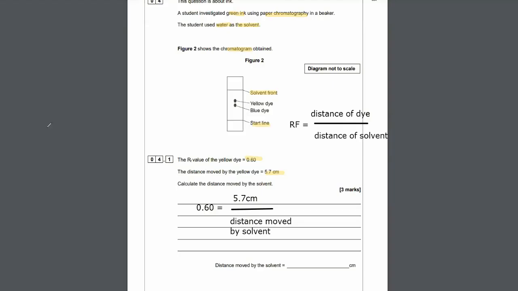I always like to picture these in a magic triangle. So 5.7 would be at the top and 0.6 and distance moved by the solvent would be at the bottom. So we just want to do 5.7 divided by 0.6 and we're going to get D, the distance moved by the solvent front.